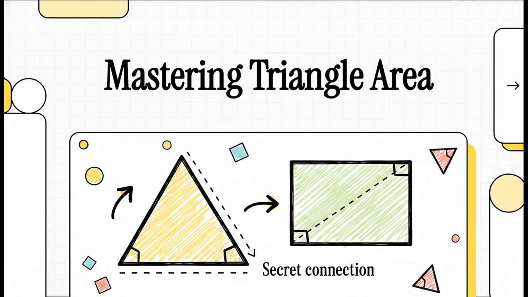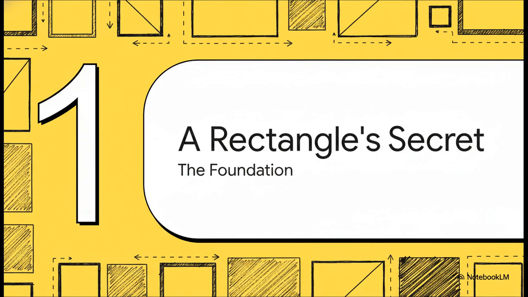All right, let's talk about the area of a triangle. Now, you've probably memorized the formula, but have you ever really understood it, like why it is what it is? Today, we're going to crack that code. We're going to see how it's all connected to a shape you already know inside and out. Let's get into it. Okay, so our journey starts with something super familiar, the good old rectangle.